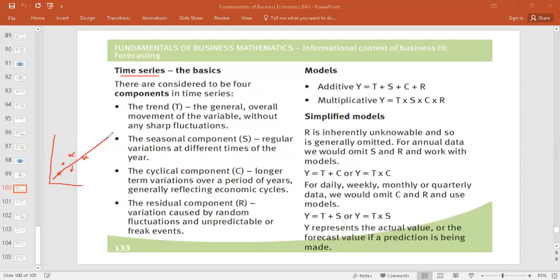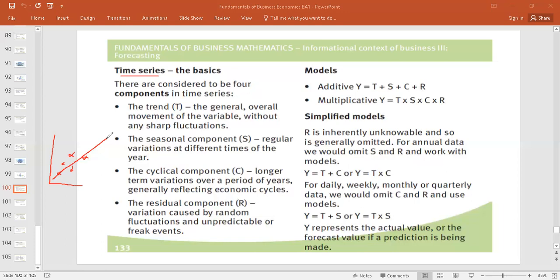For annual data, we would omit S. S is the seasonal component. If one full year is considered, then any fluctuations during the year on account of seasonal aspects can be omitted. So overall, on an average, data for one full year is considered. So for annual data, we would omit S and R and work with the models Y is equal to T plus C, where T is the trend and C is the cyclical component, or Y is equal to T into C.